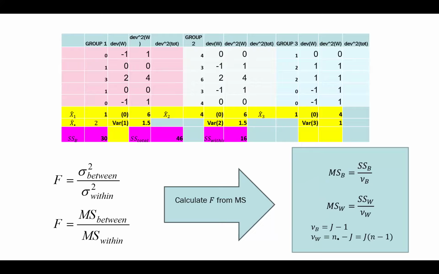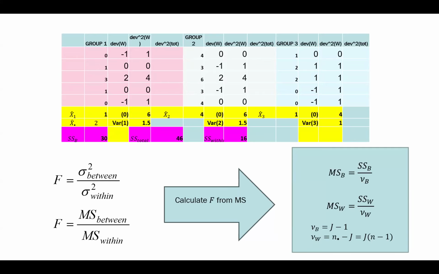So mean squares between is sum of squares between over degrees of freedom between. These are the formulas on the lower right. Sum of squares between, we calculated. It's over there in pink.